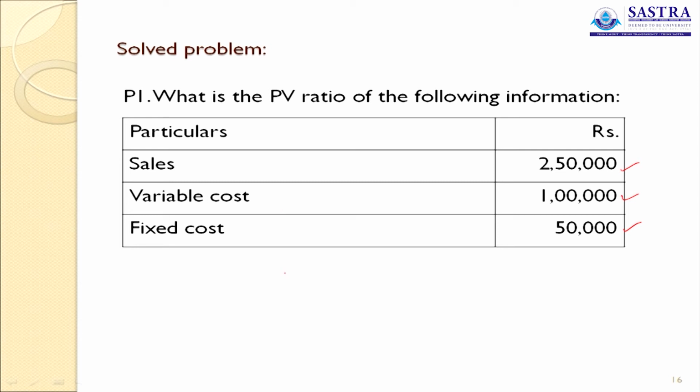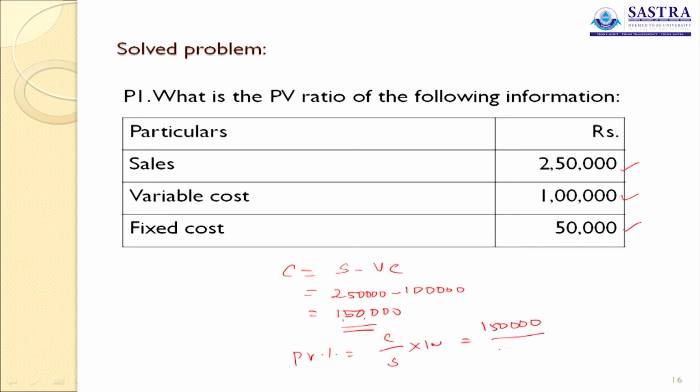So you calculate contribution, which equals sales minus variable cost. Sales is 2,50,000, variable cost is 1 lakh, so contribution is 1,50,000. Now you apply the formula: PV ratio equals contribution divided by sales into 100. Contribution is 1,50,000, sales 2,50,000, into 100.